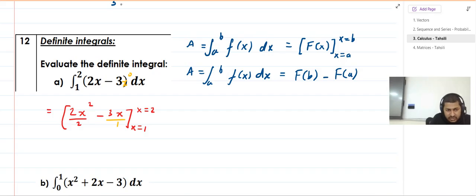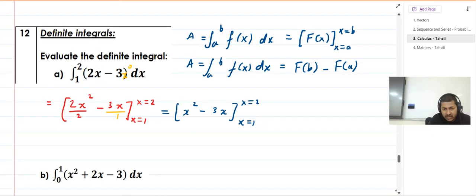Now we need to simplify the inside, so we can substitute. If we simplify the inside, we're getting x squared minus 3x from x equals 1 to x equals 2. If I substitute 2 inside, I will get 2 squared, which is 4, minus 6. Substitute 2 in the place of x. Remember, I'm substituting the upper value inside this antiderivative function. And subtract f of a, substitute 1 inside here, so I get 1 minus 3, right?